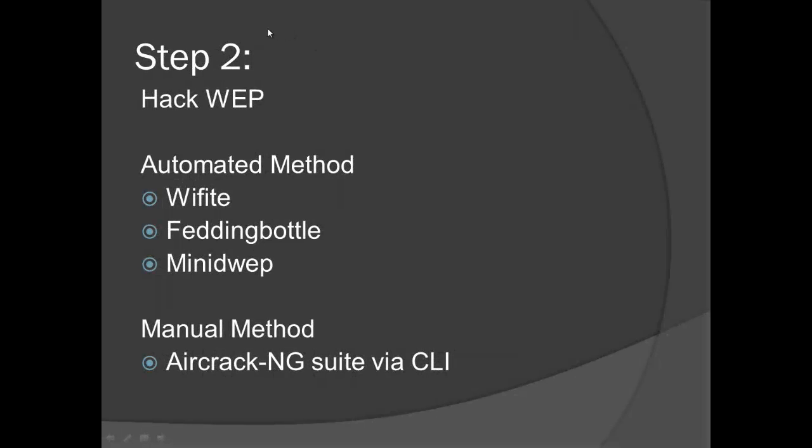Now after we've completed step 1, attaching the USB wireless adapter to the virtual machine, we'll begin to move on to step 2, which will be to actually hack WEP. Now, as you can see, there are a couple of methods here. The automated method, which is to use the Wi-Fi GUI or feeding bottle or mini DWeb, and then the manual method, which is to manually use the aircrack ng suite via the command line interface. Now, in this demonstration, I'll be using Wi-Fi.